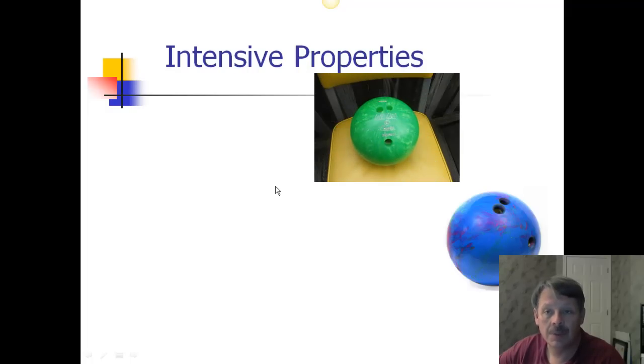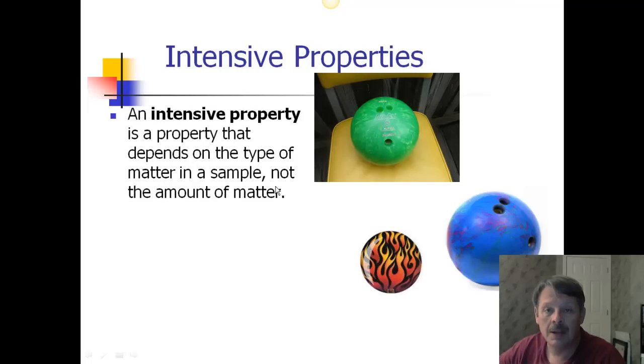All right. So I have some bowling balls here, for example. An intensive property is a property that depends on the type of matter in a sample, not on the amount. So give me an intensive property of these bowling balls. Hopefully you came up with color. It doesn't matter whether I have a very small bowling ball over here or a large bowling ball. If it's blue, it's blue. And that's all there is to it. If it's green, it's green. If it's flame colored, it's flame colored.